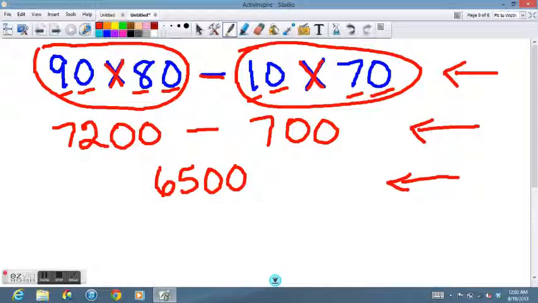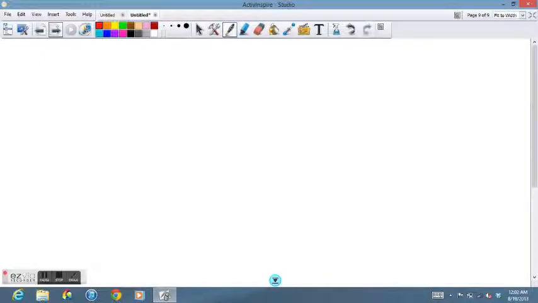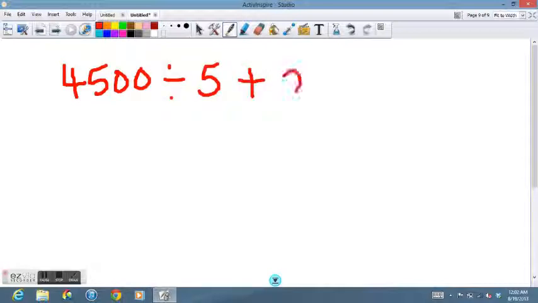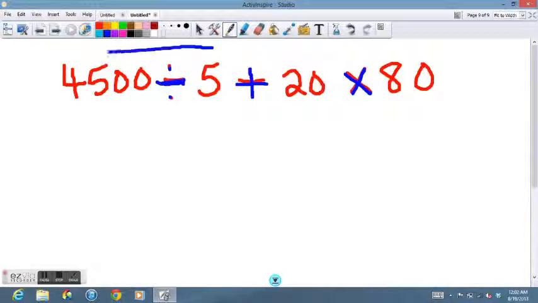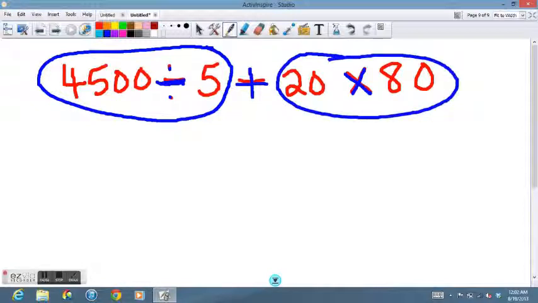Okay, let's look at another example. Let's say we have 4,500 divided by 5 plus 20 times 80. Now in this problem I have 3 operations. I have division, I have addition, and I have multiplication. So I have to do all my multiplication and division first. So I have to do this first, division, and this multiplication. And I always go from left to right, so I'll do the one on the left first.